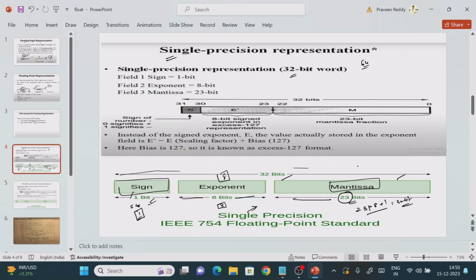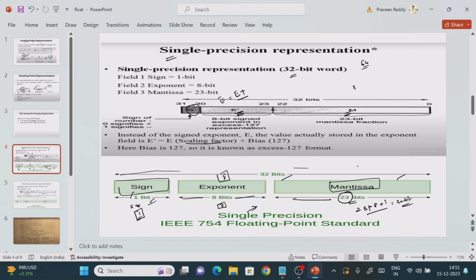Right? Now see that, this is the sign bit value. This value we need to find out. Later on we will see how to find this value as well as this value. But remember, if you want to find this E bar value, the exponent value, it can be found by using the scaling factor. We will see what the meaning of scaling factor is.